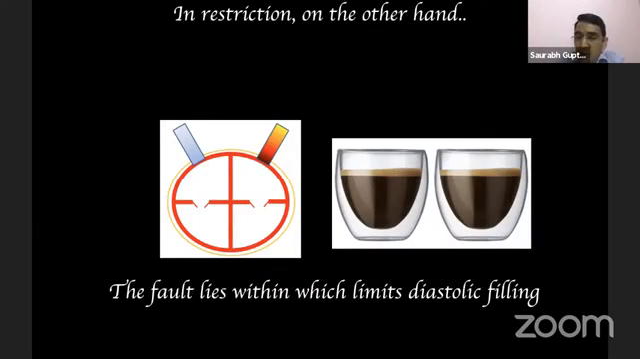On the other hand, in restriction, it is like this double-walled cup where the walls are thick, so they are not allowing it to flow. There is nobody else outside. So the problem is lying within the myocardium. In the constrictive physiology, it is lying outside the myocardium, and the pericardium is kind of playing a game with LV and RV. Here, LV myocardium itself is at fault, and that is what limits the diastolic filling.